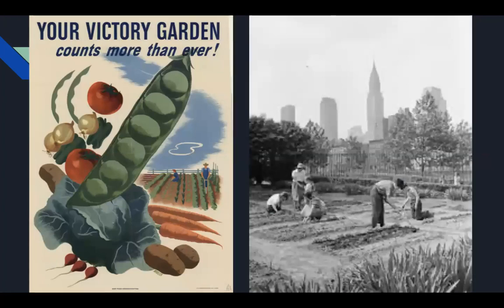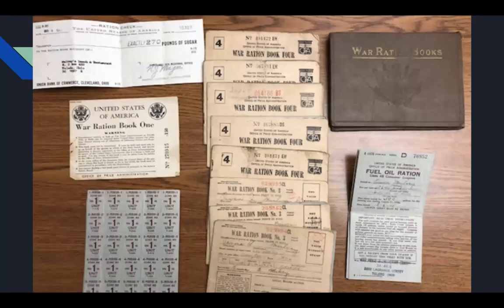Victory gardens, there you go, small plots of land. Here are some ration books. They're kind of like big old coupons. You pay 5 stamps, you get your 2-pound steak.